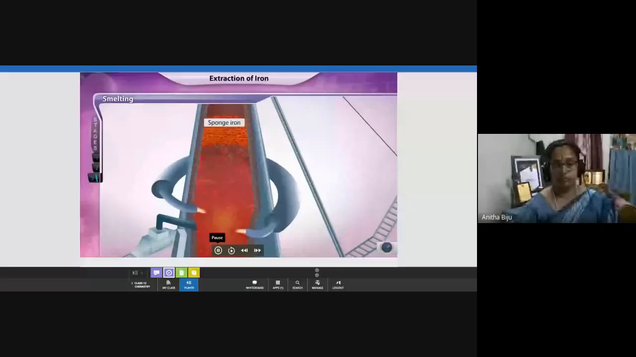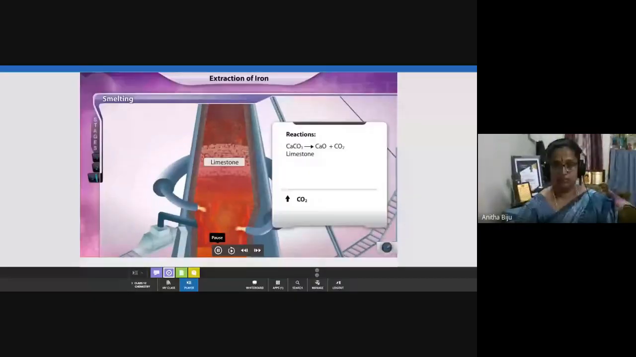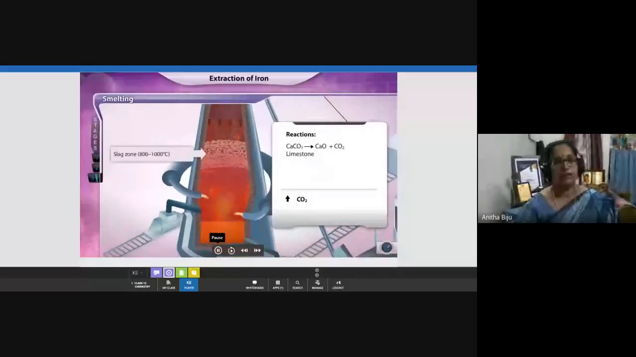Iron formed at this temperature is in its solid form and is called sponge iron. The sponge iron moves down and melts in the fusion zone and slowly sinks to the bottom. This molten iron has some dissolved impurities. Meanwhile, the limestone present in the charge decomposes to give calcium oxide. Next reaction: calcium carbonate functions as a flux. It decomposes at high temperature, forming calcium oxide and carbon dioxide.